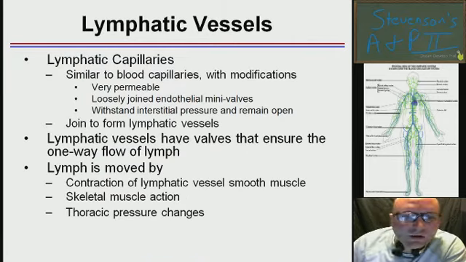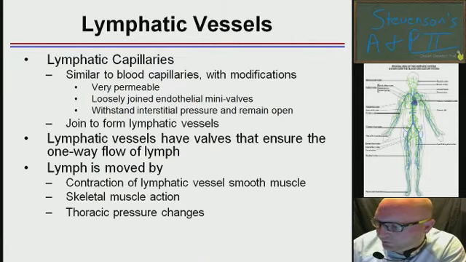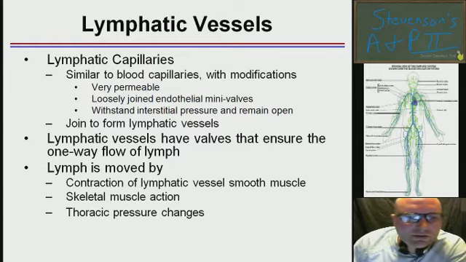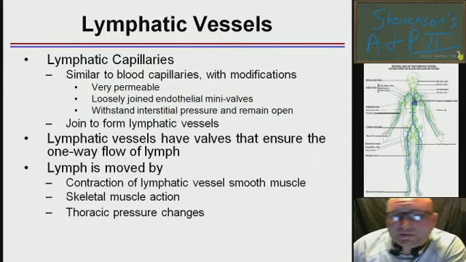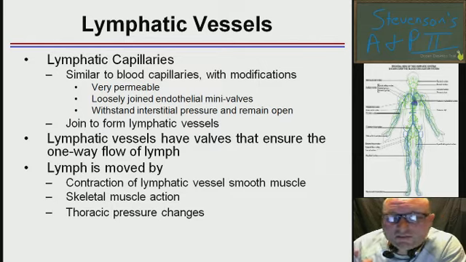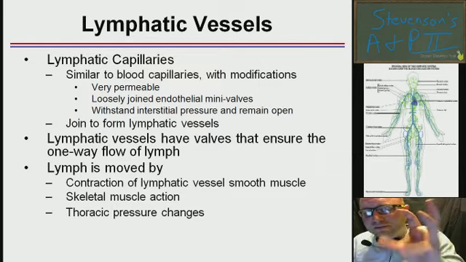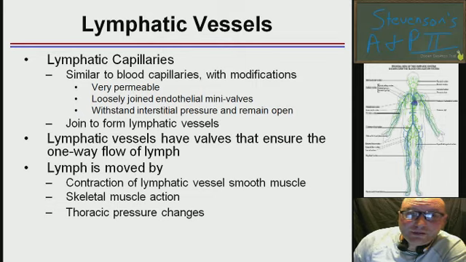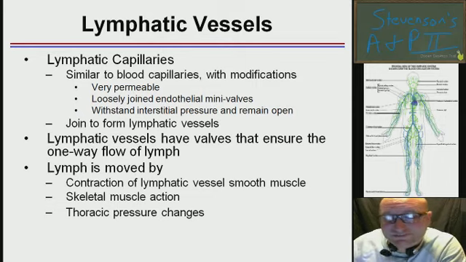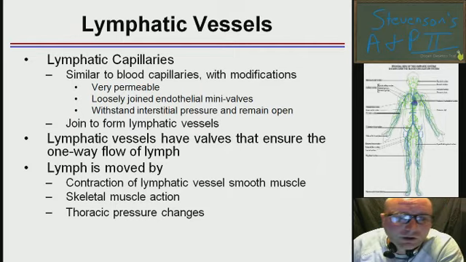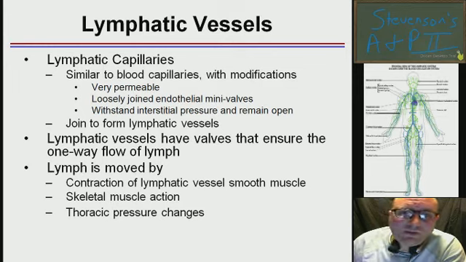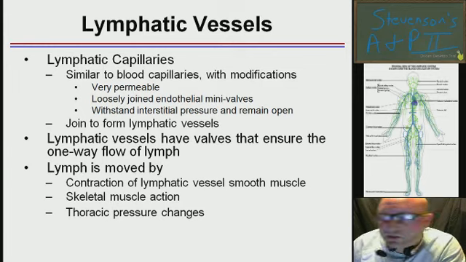All right. Lymphatic capillaries and lymphatic vessels. Sorry, I need to skip the slide. Lymphatic capillaries are similar to blood vessels, but they have modifications. They are very permeable. Blood vessels are not very permeable, except for the capillaries, and very little can get through the capillaries because they have such small openings. Well, lymphatic capillaries are much more permeable. They have loosely joined endothelial mini-valves, basically, so they can open more widely.